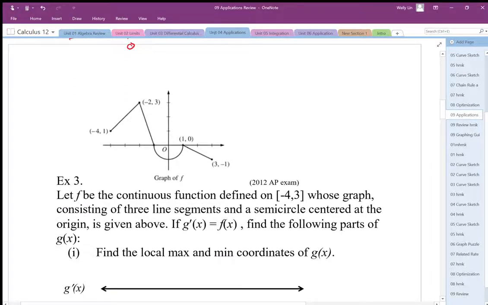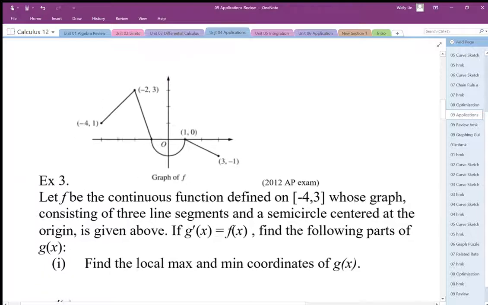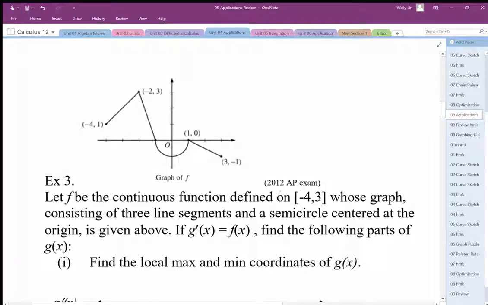Okay, so now we're given the graph of f. It's a continuous function consisting of 3 line segments. And this f graph happens to be, again, a derivative graph. So that's actually g prime. Okay, so y equals g prime.